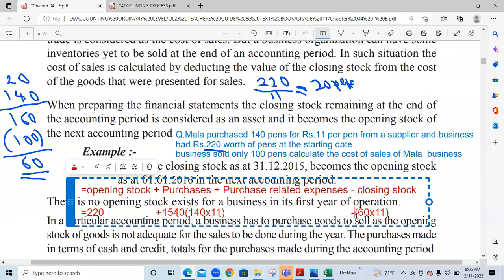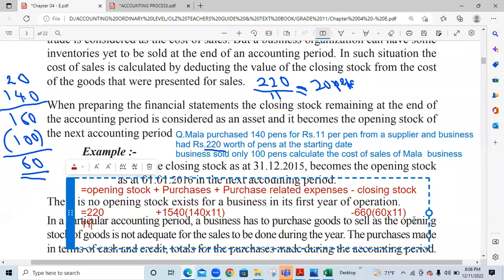60 into 11 is 660. So how much do you get? Final answer: 220 plus 1,540 minus 660. What's the answer, guys? 1,100. You all get 1,100. See, guys, you all have to get 1,100. So the cost of sales answer is 1,100.